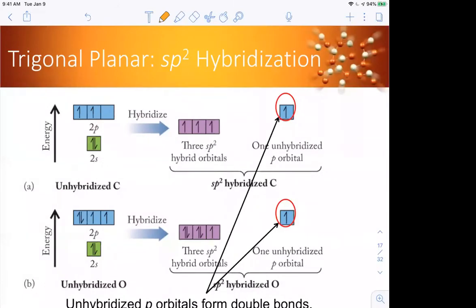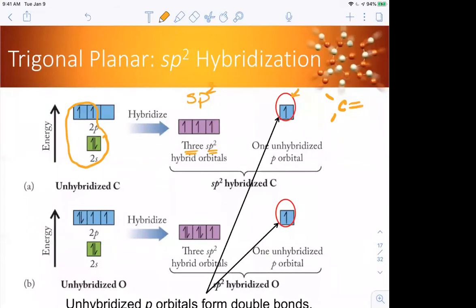Well, what if I have trigonal planar? Remember, carbon can also form trigonal planar geometry where I have 2 single bonds and 1 double bond. Well, let's look at this. If I have a hybridized and unhybridized carbon, I'm going to take one of the s orbitals and 2 of the p orbitals, and I'm going to hybridize that way. So if I combine this, I'm going to get 3 sp2 because I combined 1 s and then 2 p's. And then I have this unhybridized p orbital that still remains.